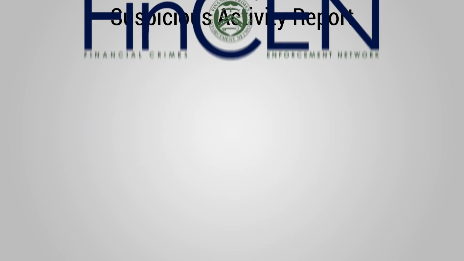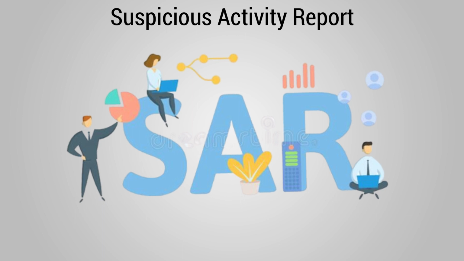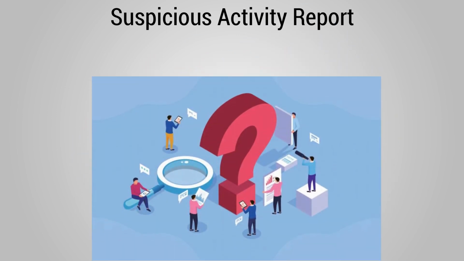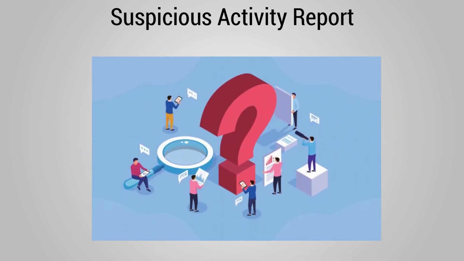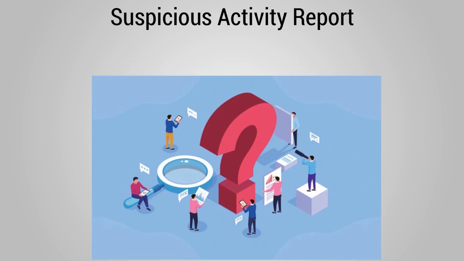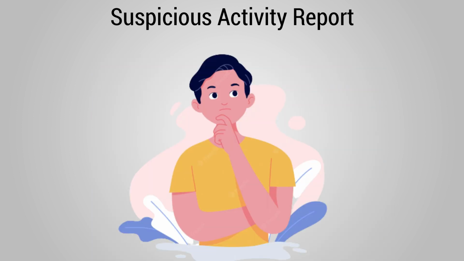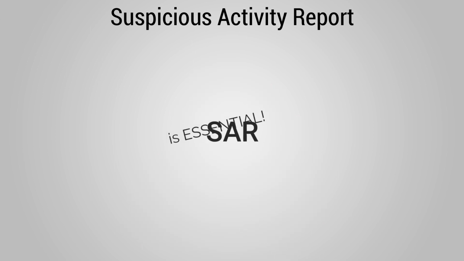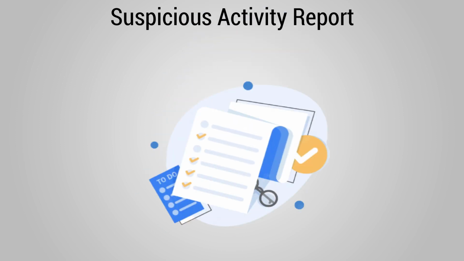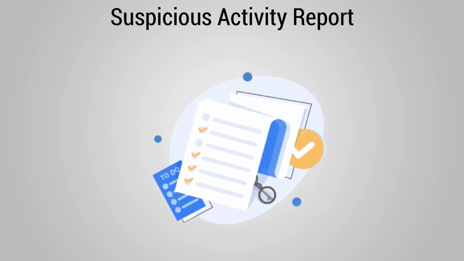Department of the Treasury. The SAR must include who is conducting the suspicious activity, the instruments or mechanisms being used to conduct it, when the suspicious activity happened, where it happened, and why the institution thinks it is suspicious. The SAR is essential for many reasons, which is why almost every country has a version of the report as part of its anti-money laundering efforts.